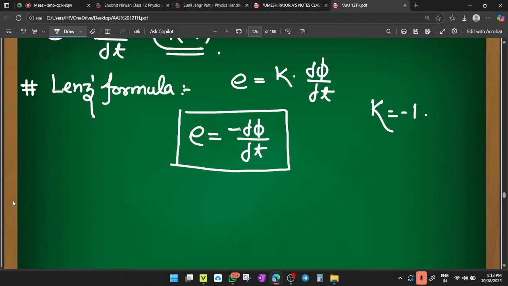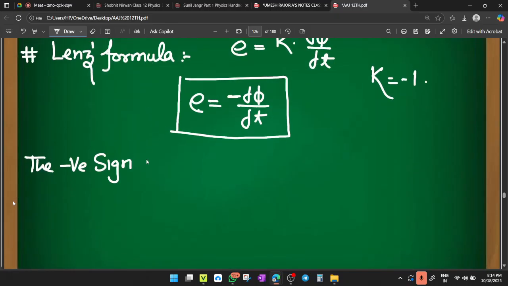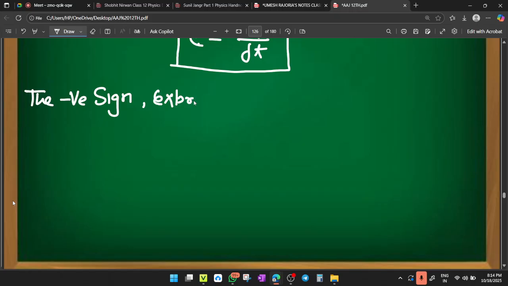Now, what does the minus sign signify? The minus sign signifies that there is a contradiction between EMF and change of flux. If EMF is saying north, change of flux is saying south. If EMF is saying day, change of flux will say night, day and night. Means the negative sign indicates that.